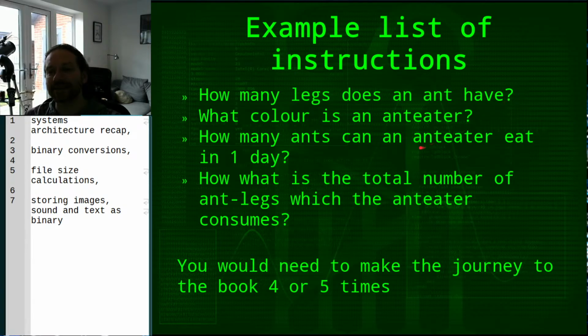Let's go back. How many ants can an anteater eat in one day? So all the way we go back to find out how many ants an anteater can eat in one day. I don't know. I'm going to guess 100,000. Let's say 100,000 ants eaten in one day. And it comes all the way back. So then the next question is, what is the total number of ant legs which the anteater consumes, right? Well, in order to do that, we have to go back to the book to find out how many legs an ant has. Then we have to go back to the book to find out the total number of ants that they can eat. And then, and only then, we can do the calculation. We're going to have to go backwards and forwards 5 or 6 times in order to get that information, right?